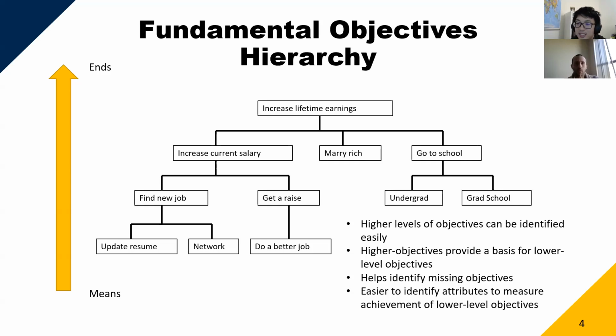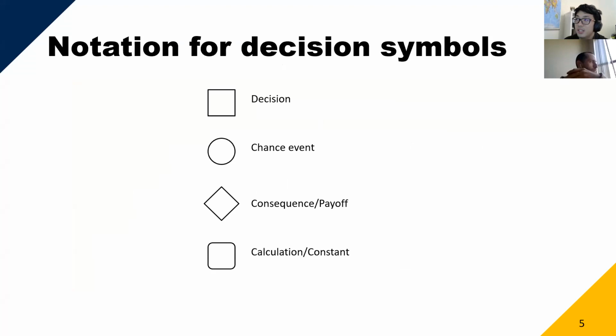And in this case, when we think about increased lifetime earnings, that's kind of an ethereal type of goal, because there are many different ways that you could go about doing this. But it's a lot easier to identify attributes of achieving lower level objectives. I can very concretely update my resume, for example, and that will ultimately move towards your final objective of increasing your lifetime earnings. Okay, any questions about this so far? We'll continue on.